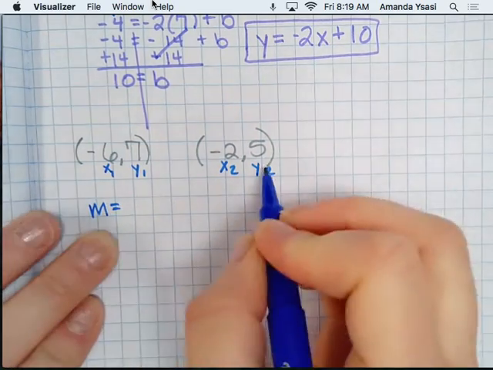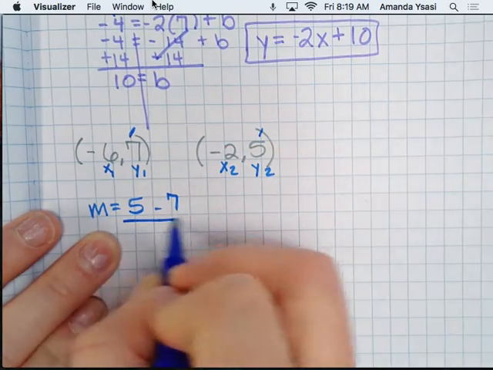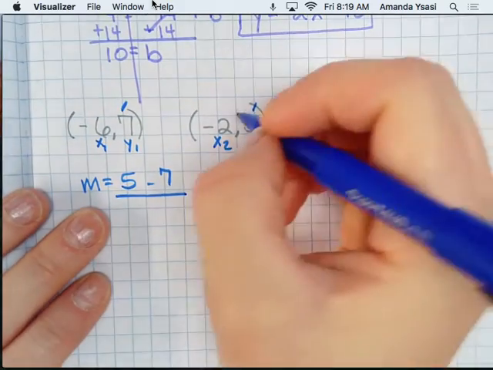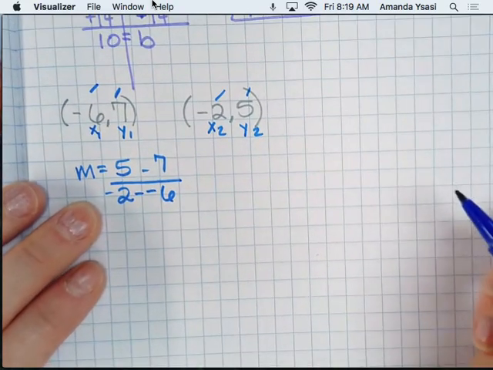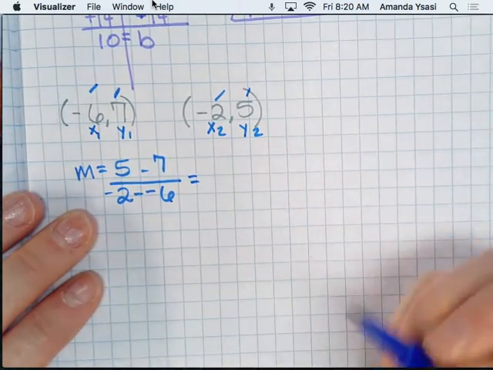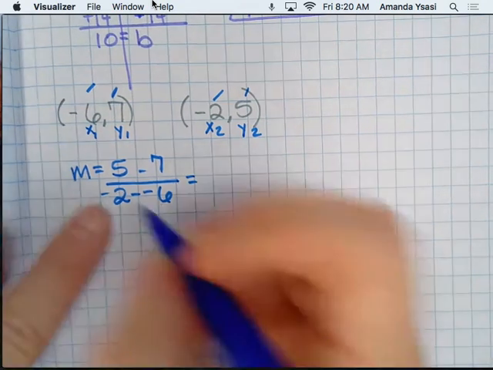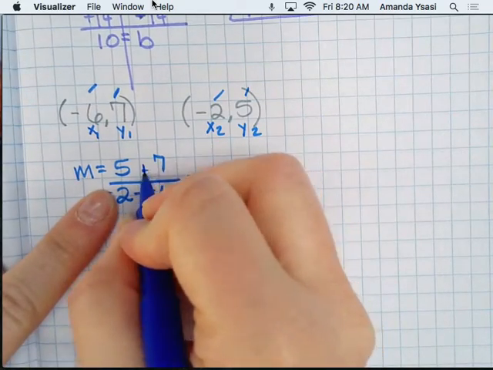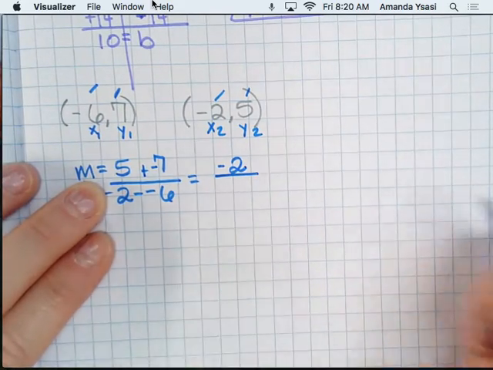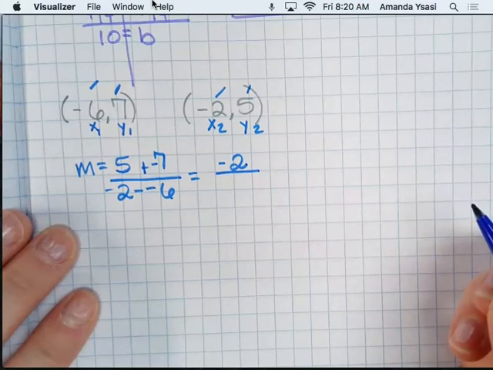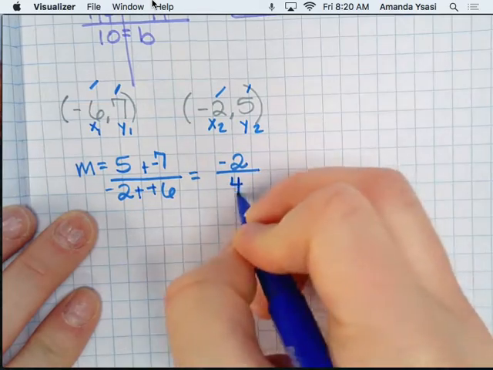So m equals y2, 5, minus y1, 7, over x2, -2, minus -6. Five minus 7, so we can keep, change, flip. 5 plus a -7. It's -2. -2 minus a -6, keep, change, flip. +4. What does this reduce to?